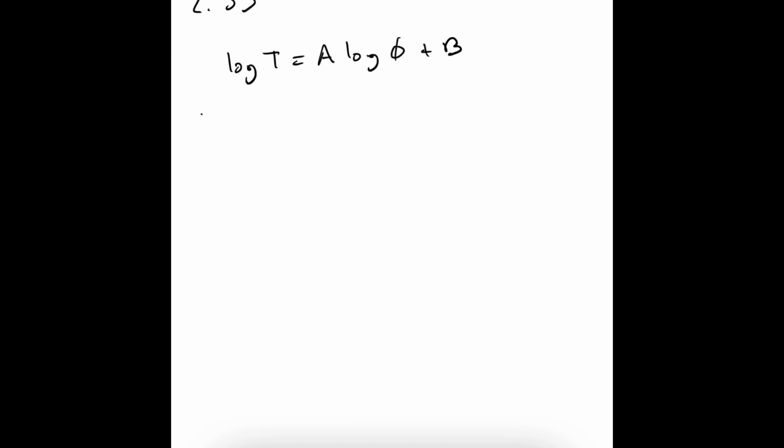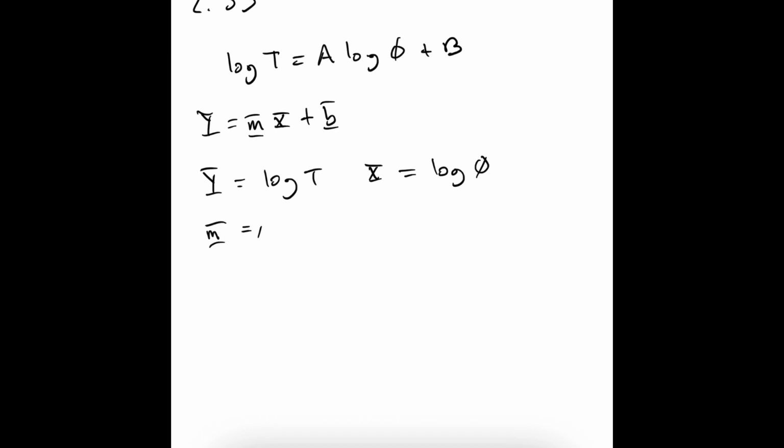Okay, so in this case, y equals mx plus b, y equals log T, x equals log phi, m equals a, and b equals b. Okay, so that's the equation of a line. We need to figure out what a and b equal with the 2 points that they gave to us.